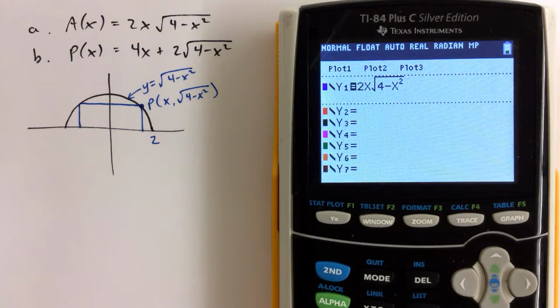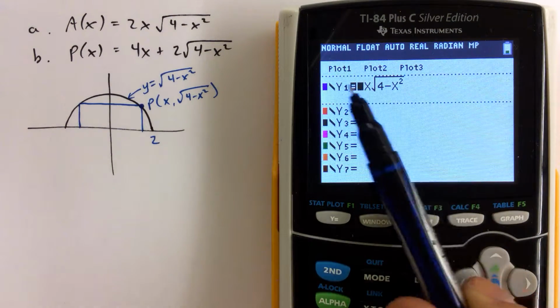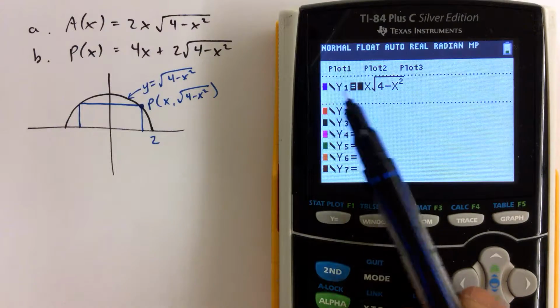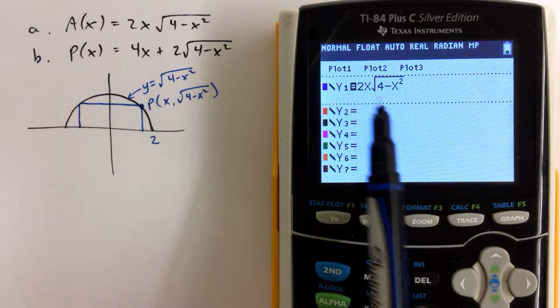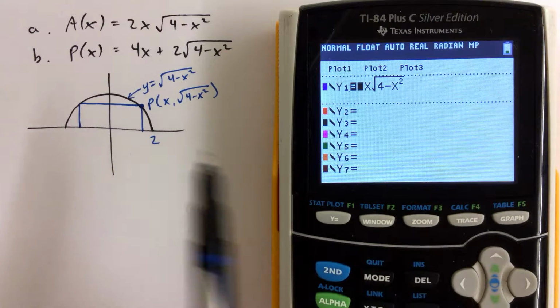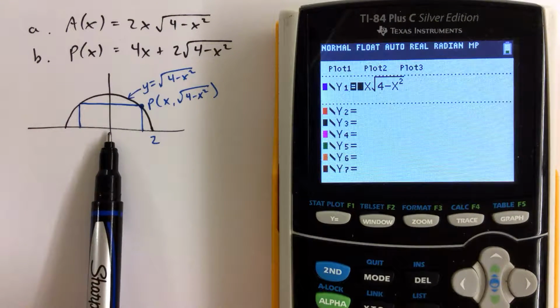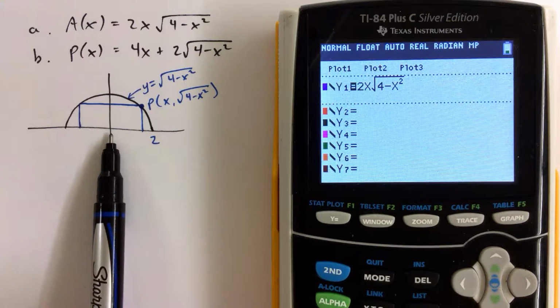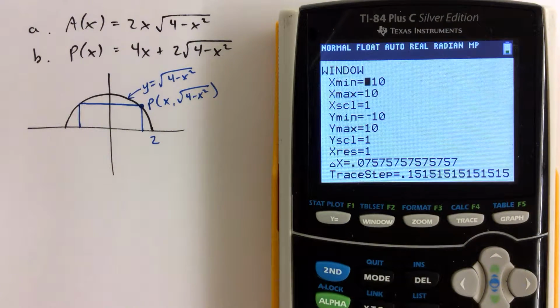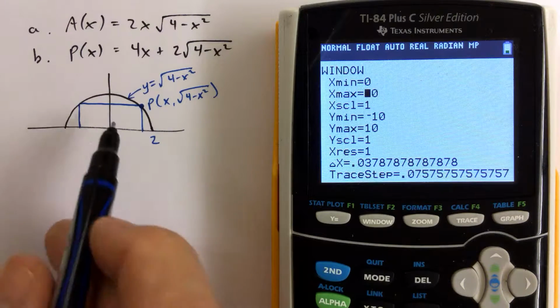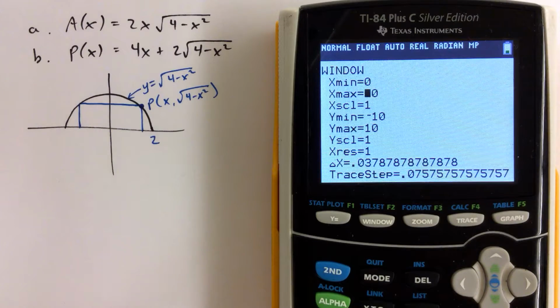For number 8C, we're supposed to graph using our graphing calculators the function A of x, the area in terms of x. Before we actually graph it, let's figure out what's the lowest value that x could be. Well, x could be as low as 0. So we go to our window and say x min is 0, and the x max can be as large as 2. Those would be our domain values there.